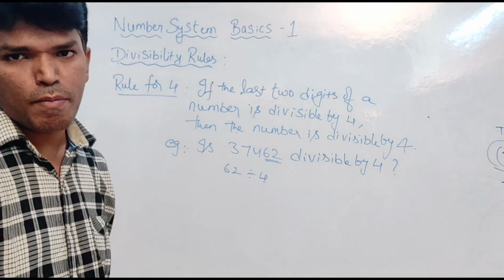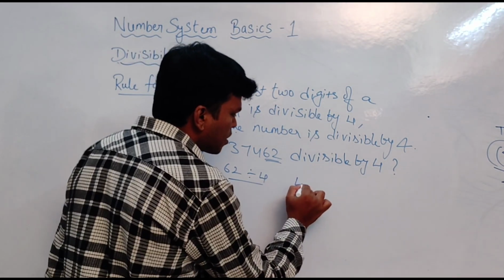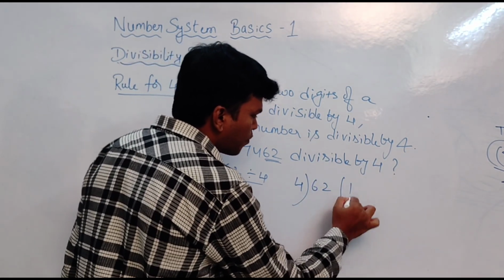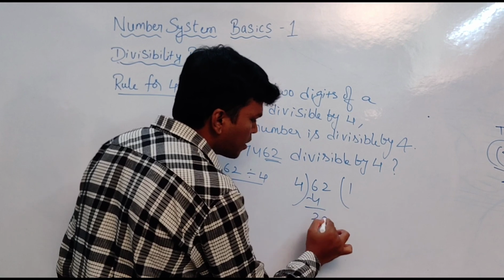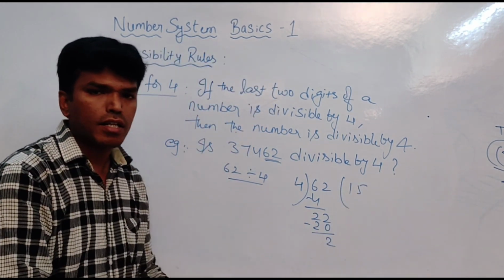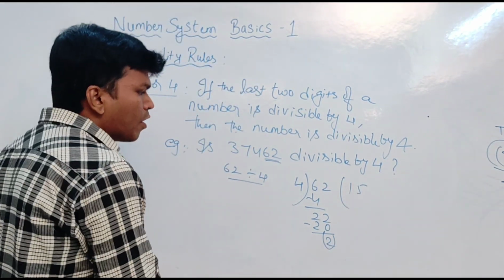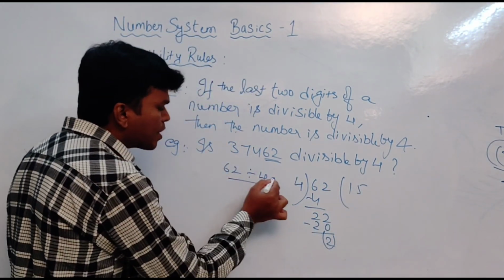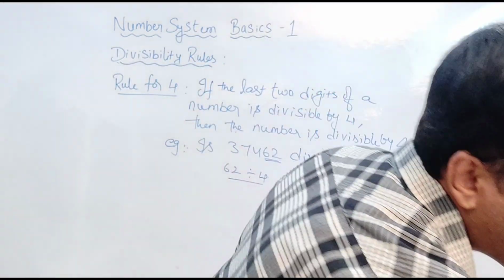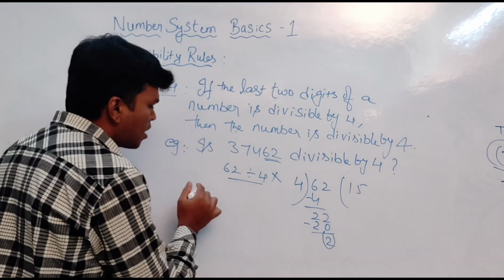No, it is not divisible by 4, right? If you check, you can check if you want. So if you check 62: 4 ones are 4, remainder 2; 22, 4 fives are 20, again remainder 2. Finally we got a remainder 2, which is not divisible by 4. Therefore, this 62 is not divisible by 4, right?